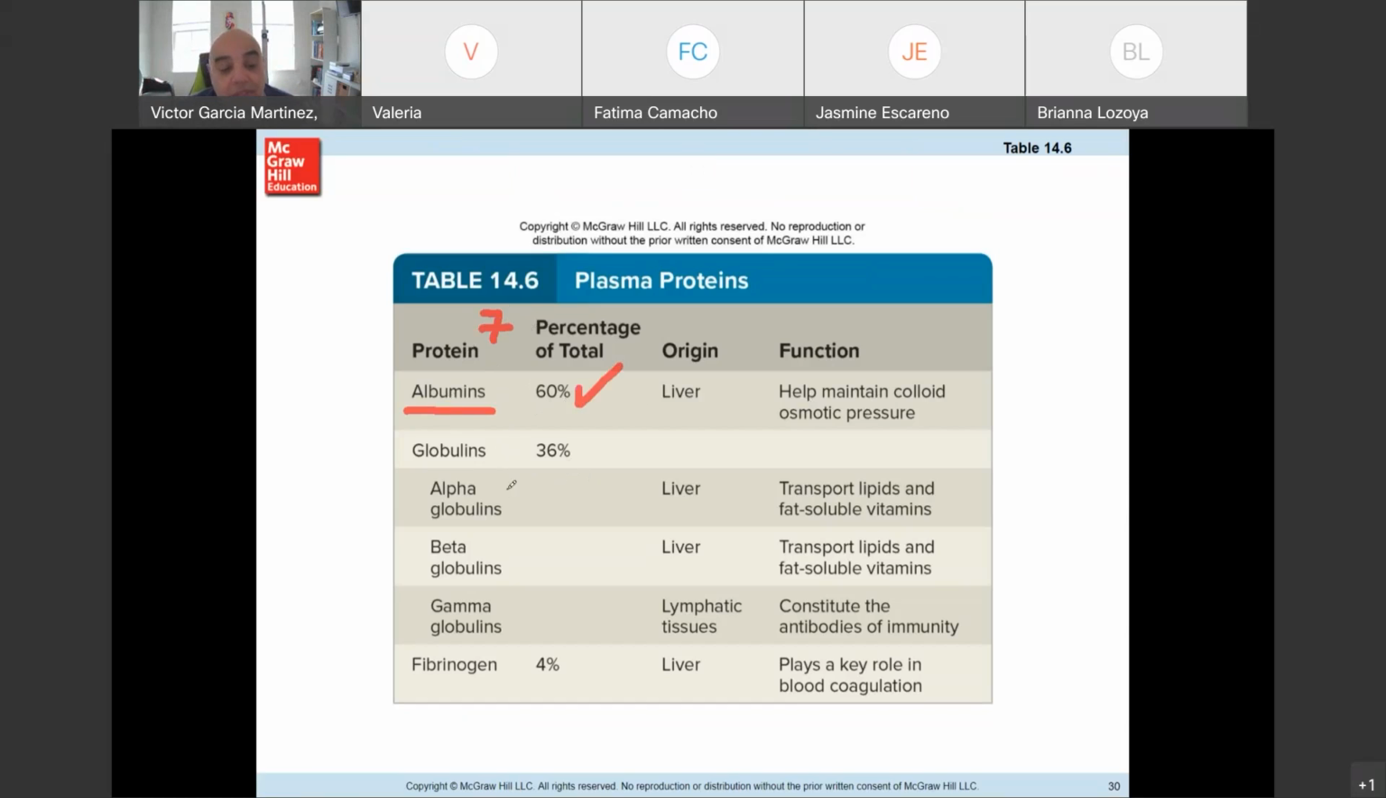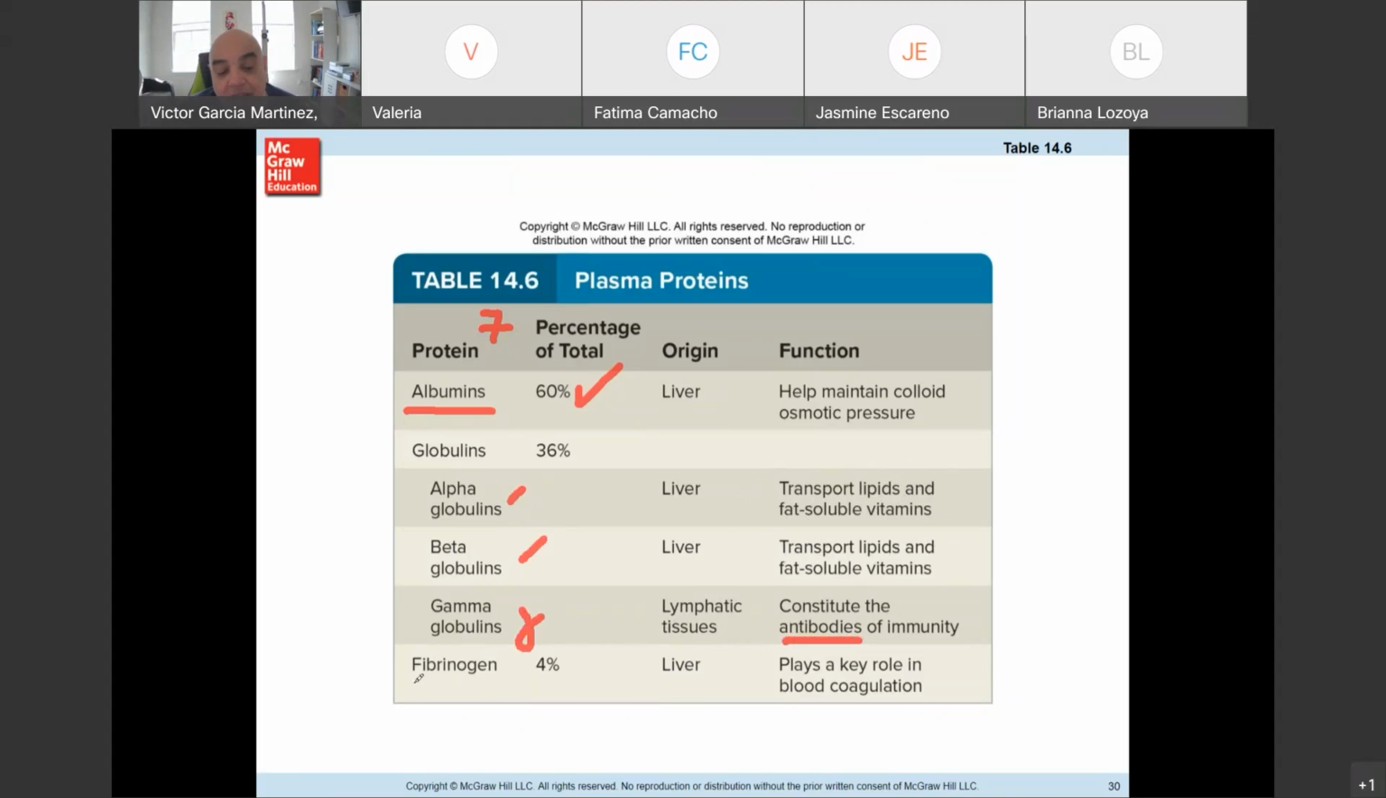Then you have globulins, and you have alpha globulins, beta globulins. They're useful for transporting substances such as fat and hormones, and the most important ones are the gamma globulins. Gamma globulins, they are antibodies. They are the most important proteins in our plasma.